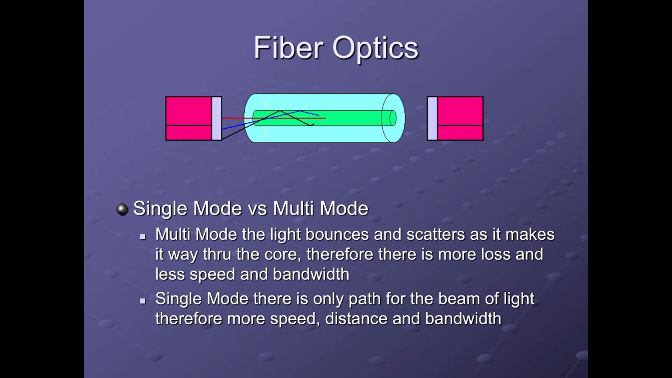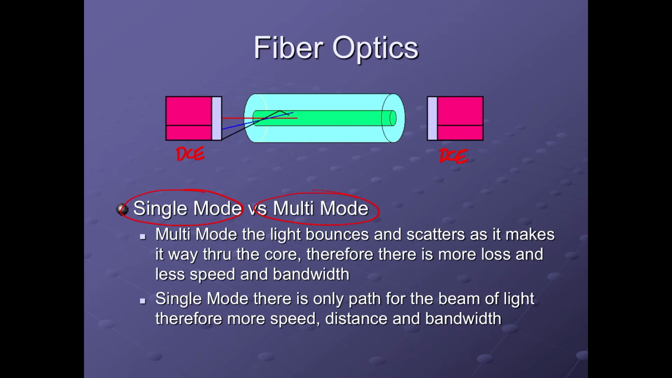So here's just an animation of two different fiber cable constructions. This would be a DCE here transmitting to a DCE here, and it's obviously a fiber optic modem. Now the thing is, there's two types of fiber systems: the single mode fiber system and the multi-mode fiber system.